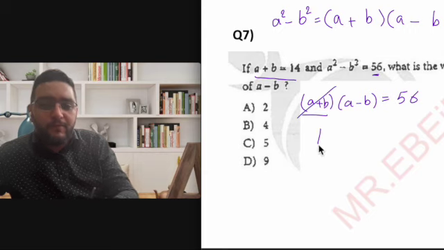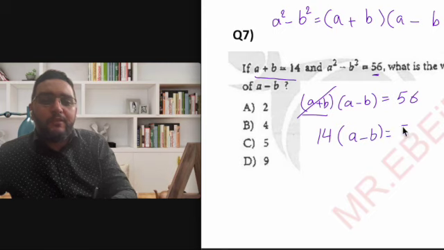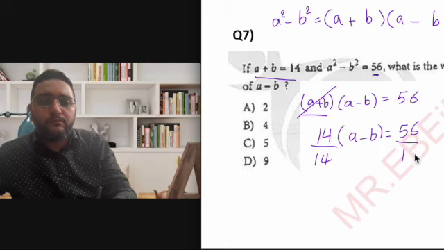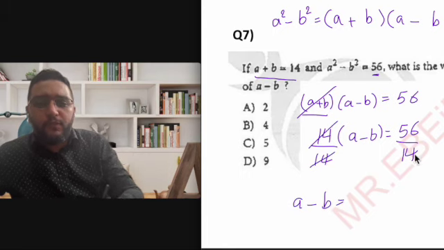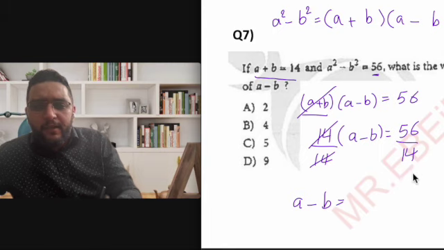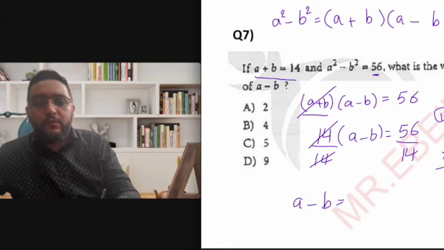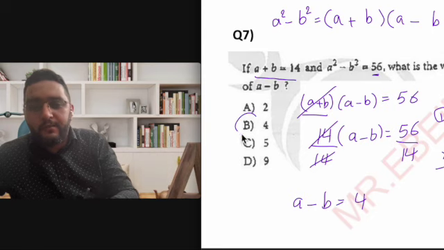So a plus b equals 14. We can rewrite it as 14 times a minus b, which is equal to 56. Then divide both sides by 14. So a minus b will be, I think, 4, because 14 times 4: 4 times 4 equals 16, carry 1; 1 times 4 equals 4, plus 1 equals 5. Yes, it equals 4. So the answer is B.